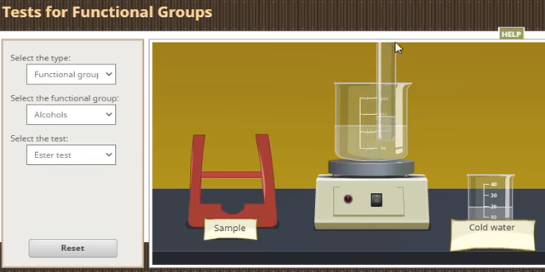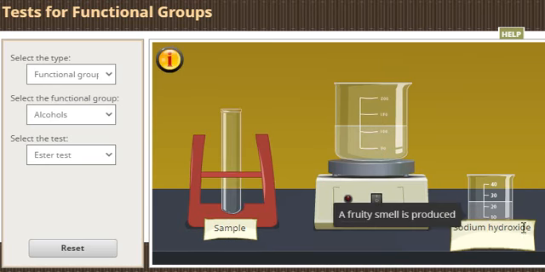Now take it from here and pour it in the cold water. Now we get a smell, a fruity smell. It means there will be a formation of ester. That's why we smell a fruity fragrance.